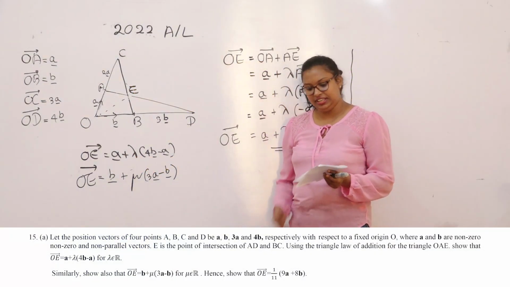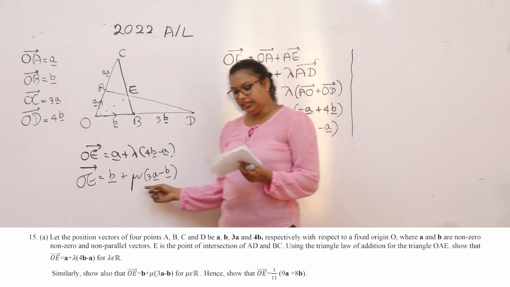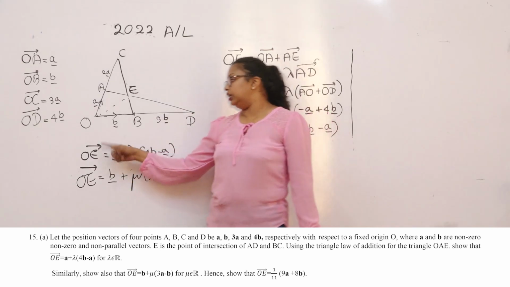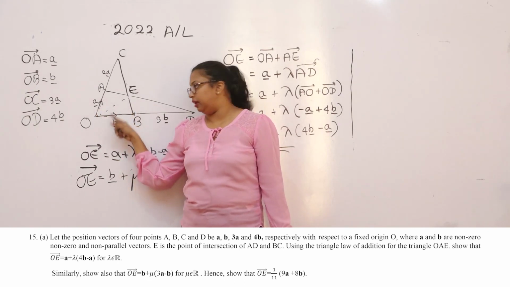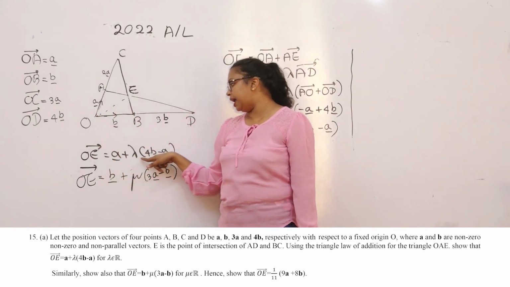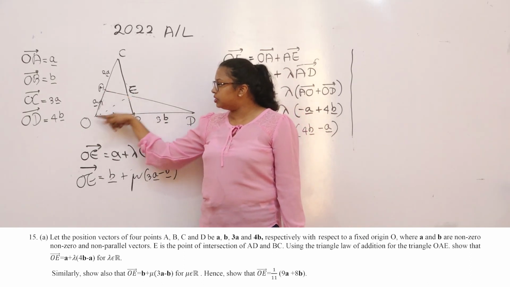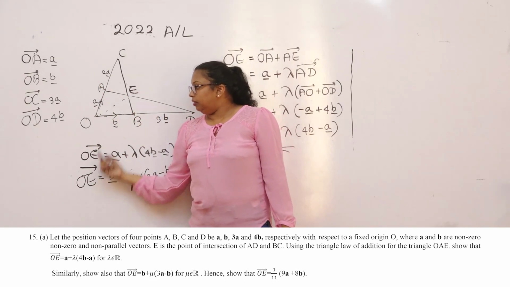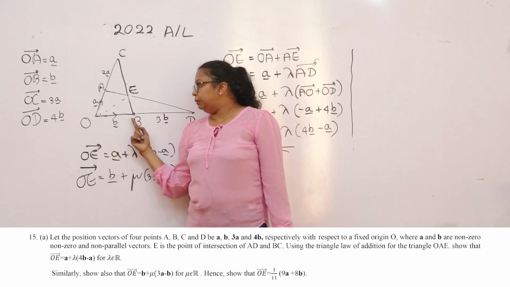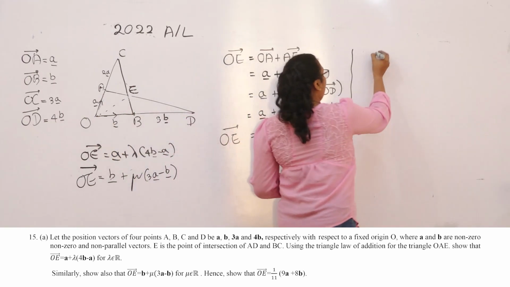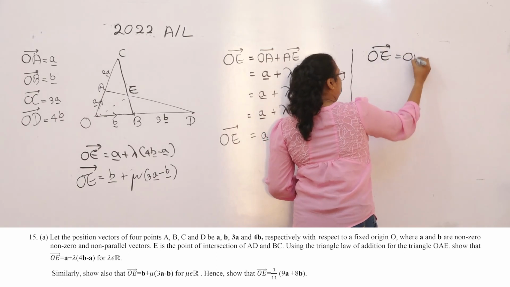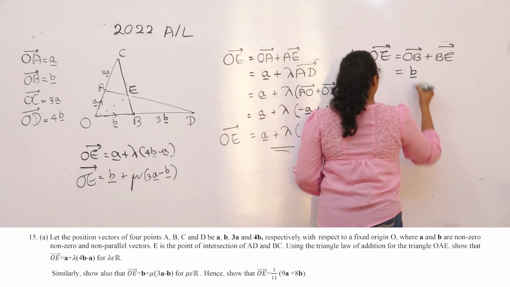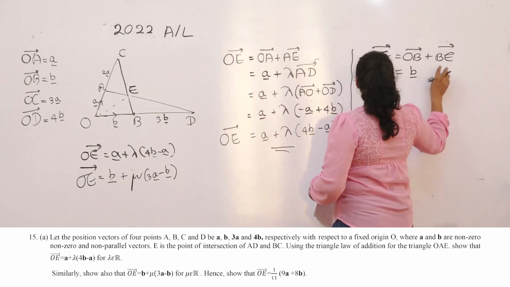So in the next part of the question, they have asked us to show that OE is equal to B plus mu 3A minus B. Now, earlier we used the triangle OAE, and using the triangle OAE, we wrote OE as OA plus AE. This time, we can write OE as OB plus BE. OE equals OB plus BE. OB is equal to B, right? OB means B. Then what about BE?